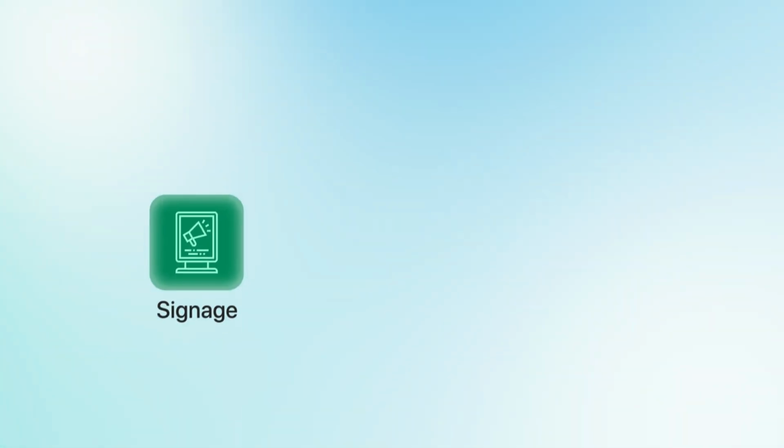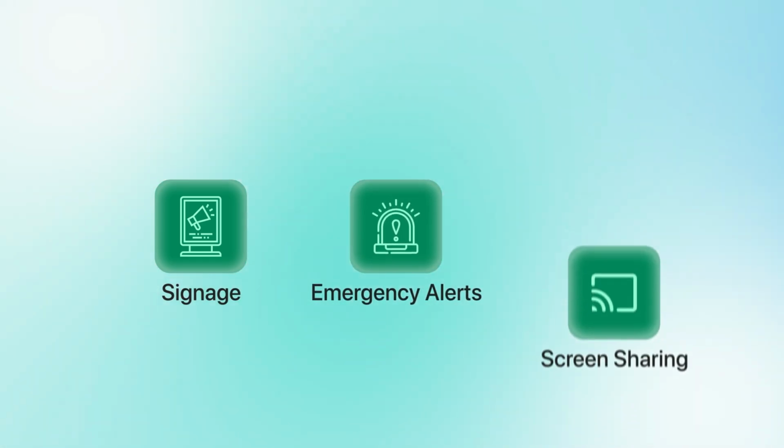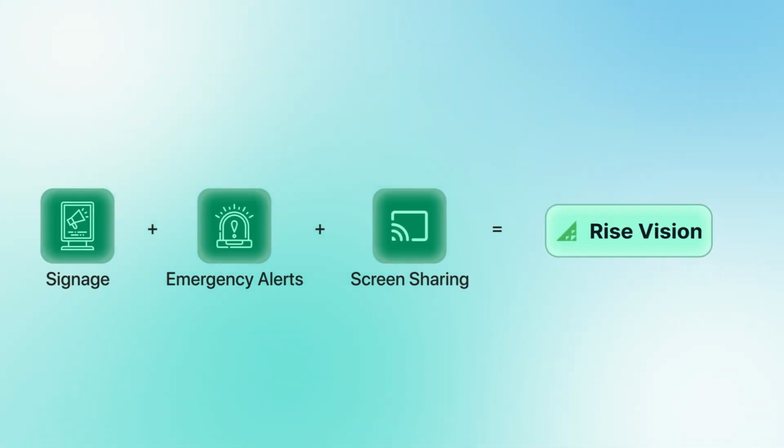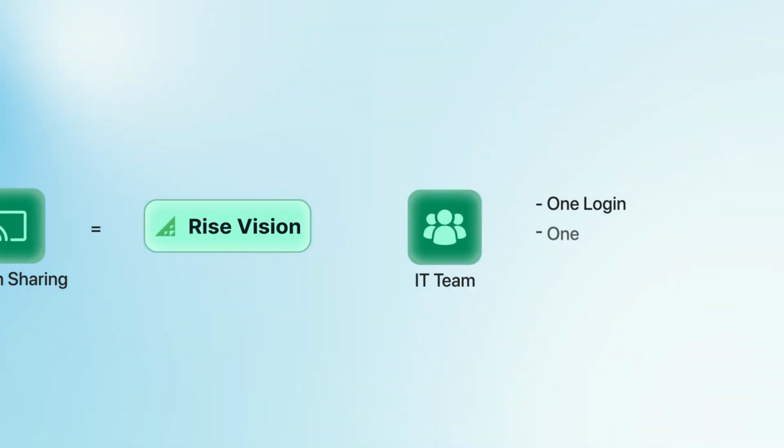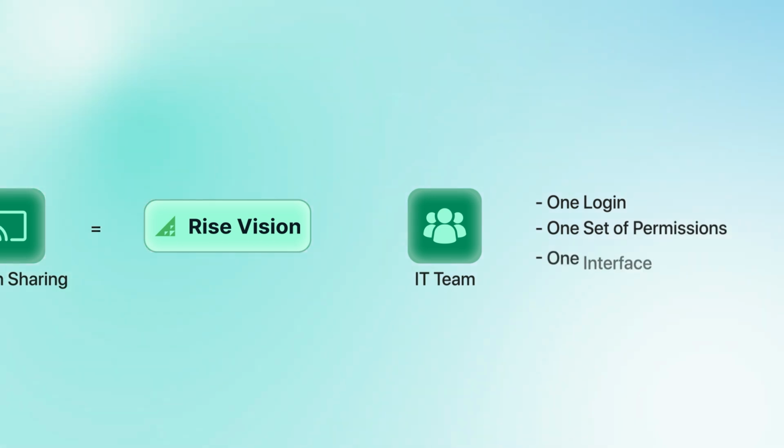And when signage, emergency alerts, and screen sharing all live in one platform, your IT team is managing one login, one set of permissions, and one interface across all of your displays. Managing separate tools for each of these brings back the same fragmentation problem that digital signage was supposed to solve in the first place. One platform keeps all of your displays organized, your content current, and your emergency response reliable without having to maintain 3 separate systems.